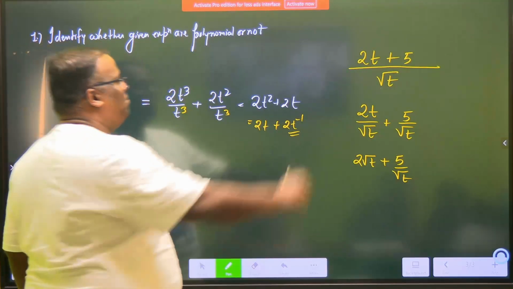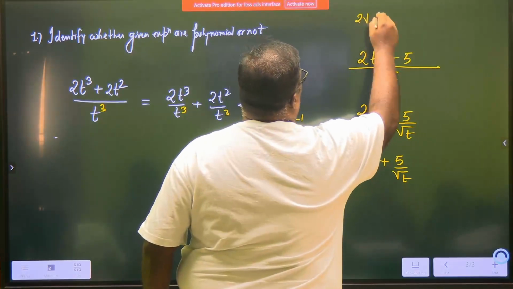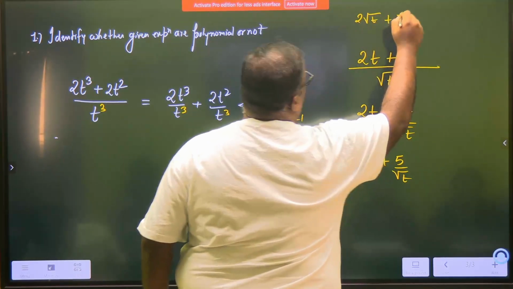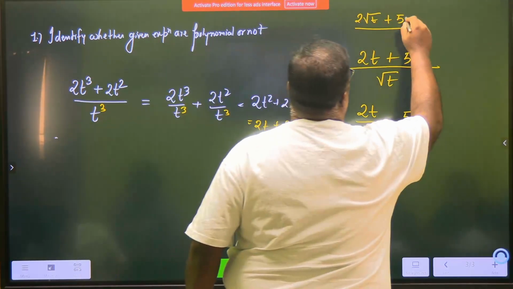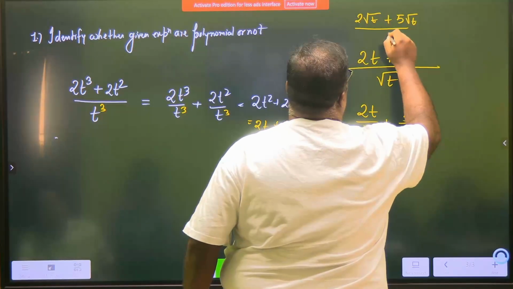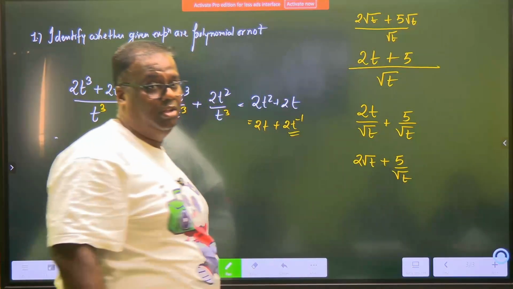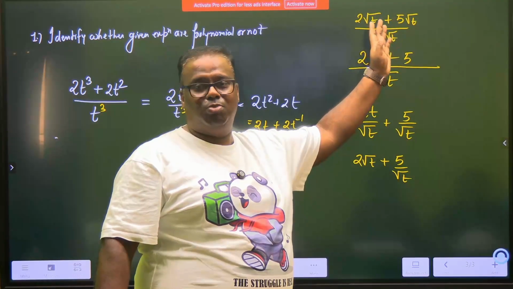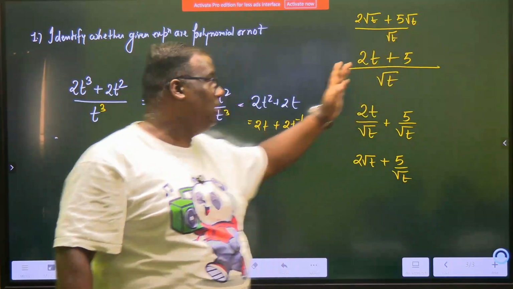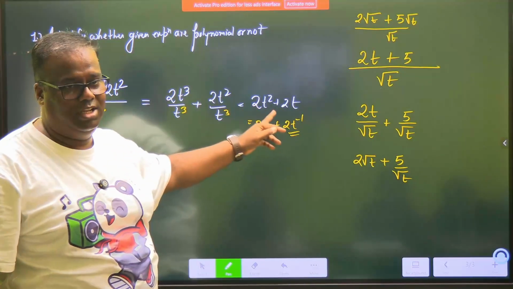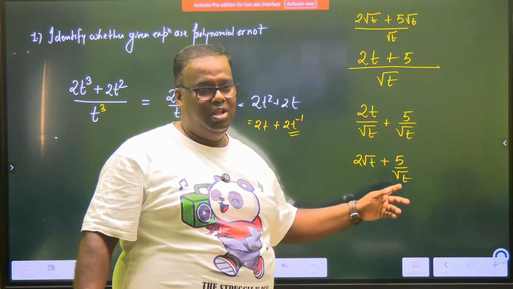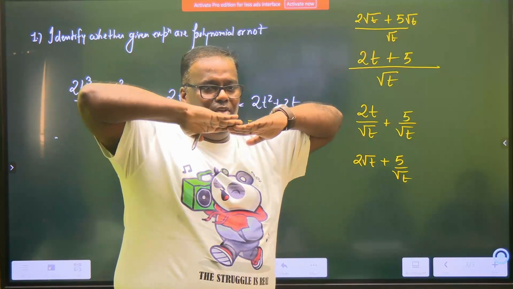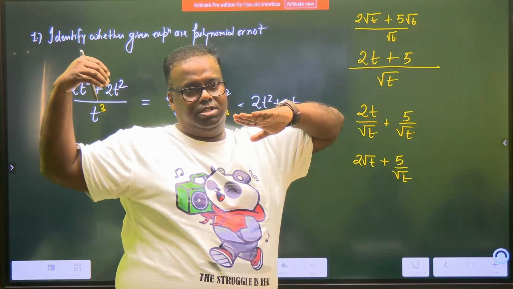However, if the problem was (2 root t + 5) divided by root t, now it is a polynomial. Now root t will cancel, root t will cancel. So it's a polynomial. They will not give you easy things to check. They will give it in this manner. Bring everyone on one level and now check the variables.